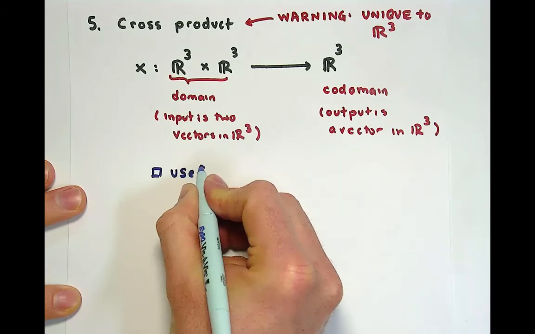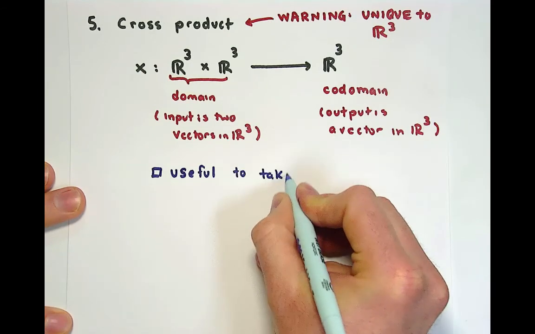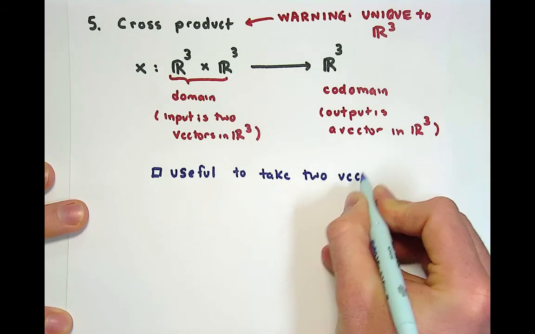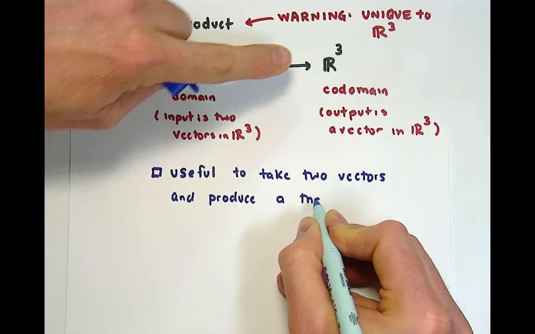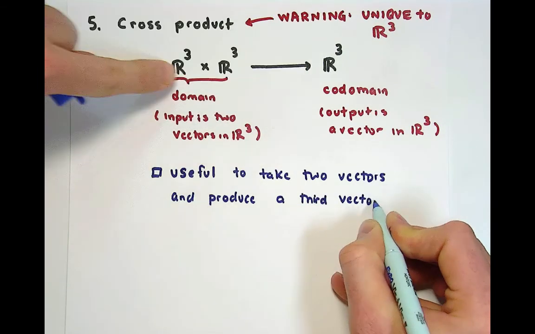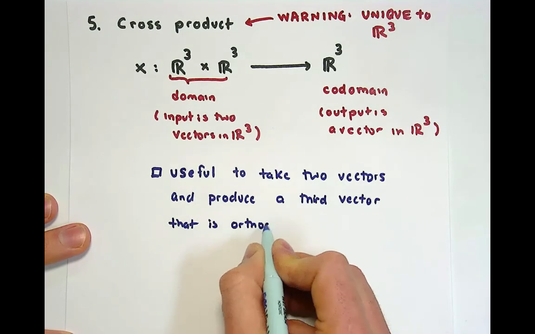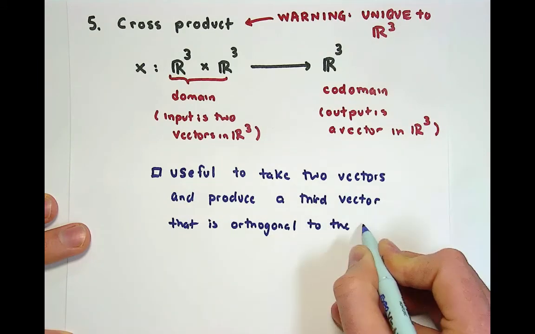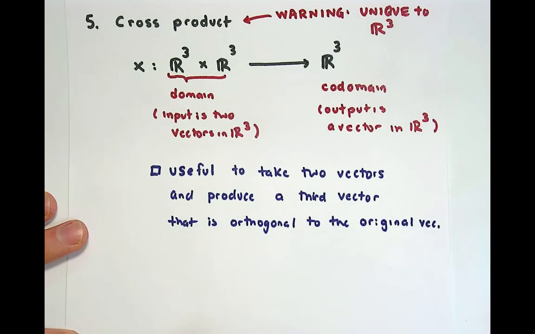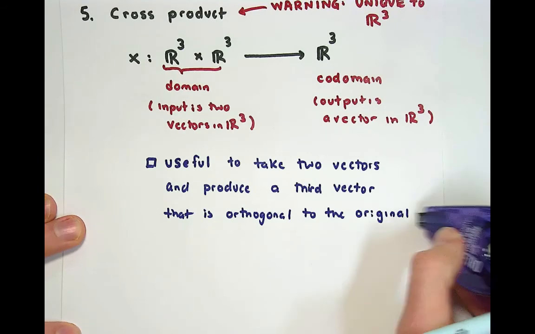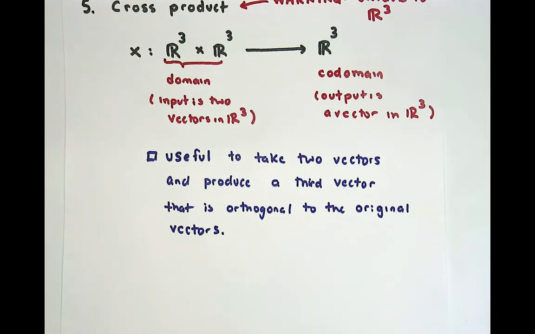Let's continue with our pattern of analyzing why these are useful. This one is useful to take two vectors and produce a third vector, the output, that is orthogonal to the two input vectors, to the original vectors, that's the word vectors. And some of you had said, hey, Jeff, write so that we can see what you're writing. And I love that suggestion.